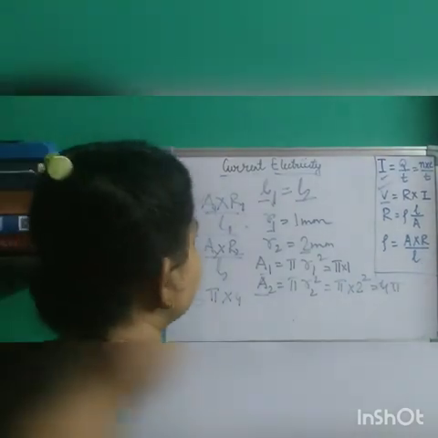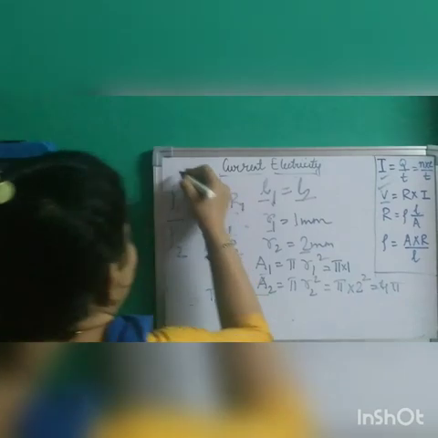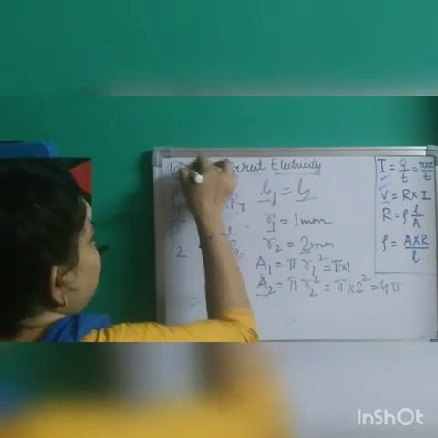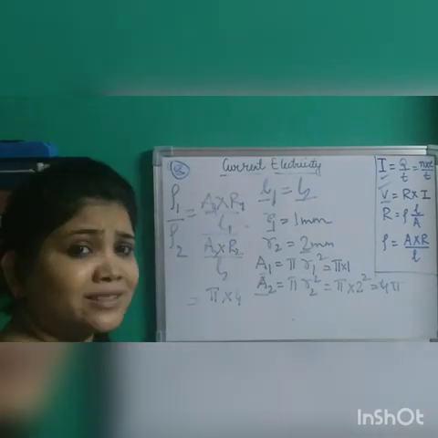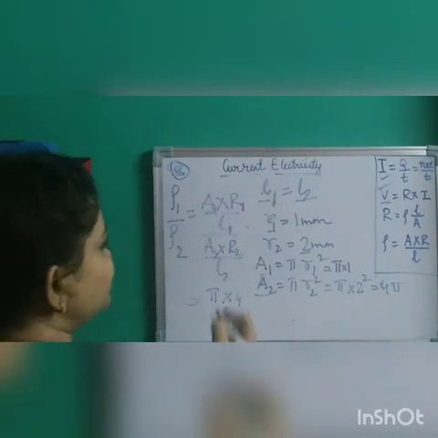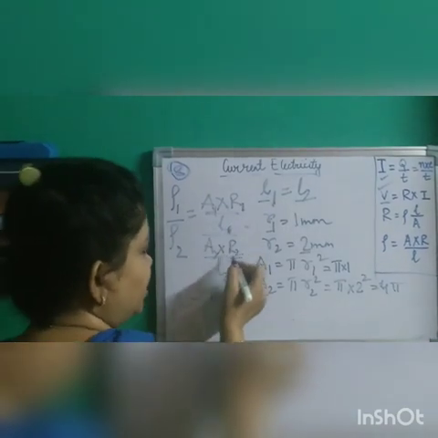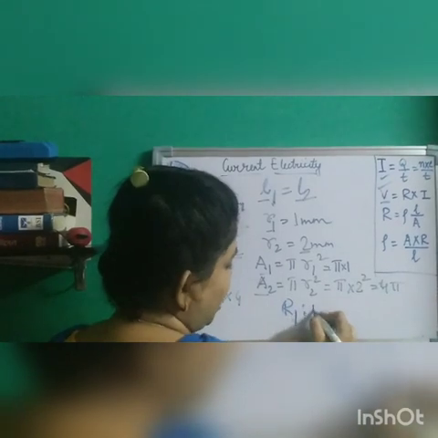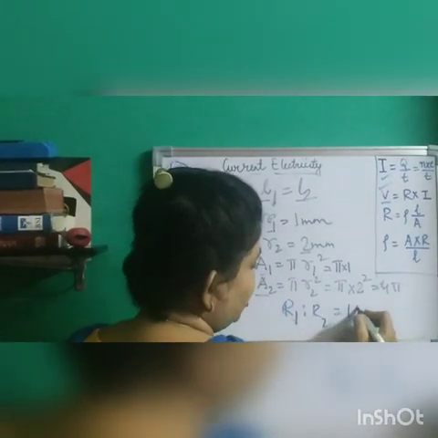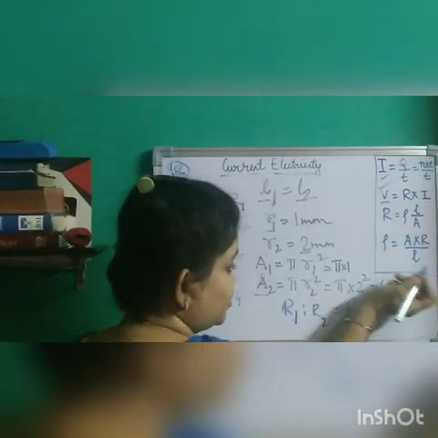So students, we have first already solved the first part of this sum number 8. Let us solve the next part. What is the formula of specific resistance? Rho 1 by rho 2 is equal to A1 into R1 by L1 and A2 into R2 by L2. Just now in the previous portion, R1 to R2, how much have you got? 1:4. I hope it is, oh sorry, it's 4:1, sorry.